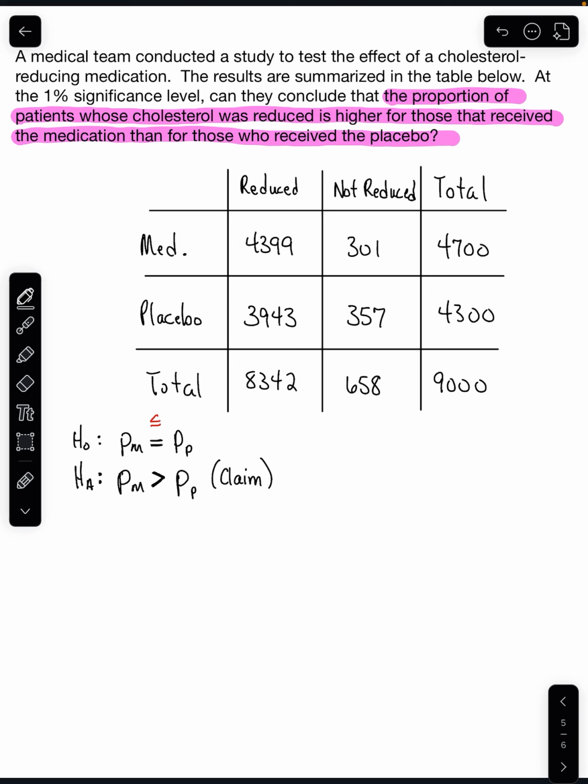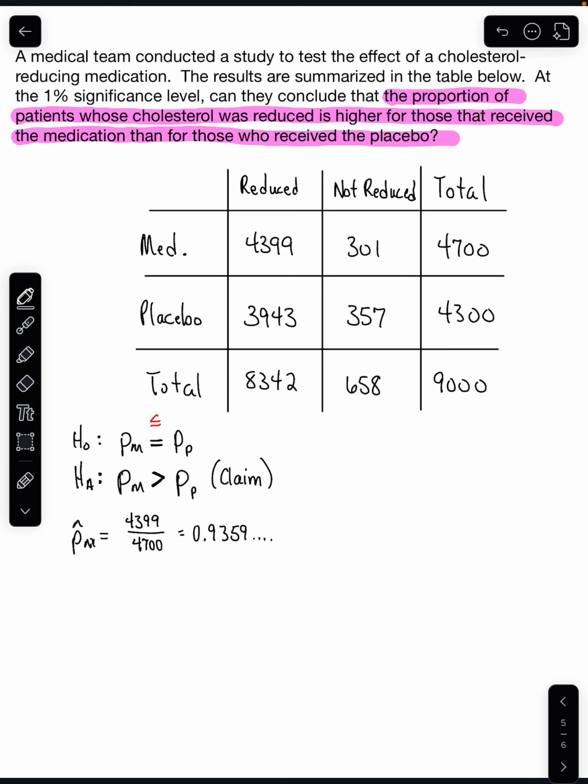What we do need here is to identify the sample proportion for people who got the medicine, and that is 4,399 over 4,700, which of course is going to be quite a nasty number. Definitely not as pretty as we might like, just given the size of these things. This comes out to be 0.9359, etc.